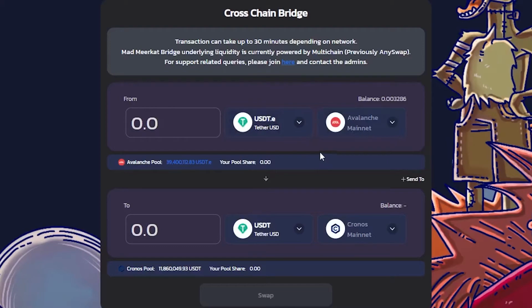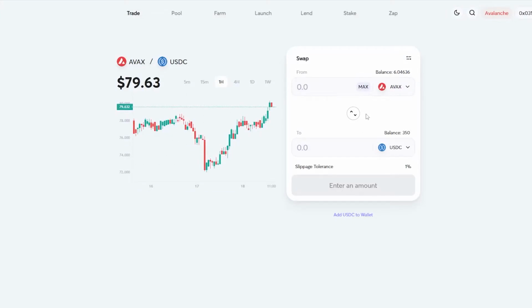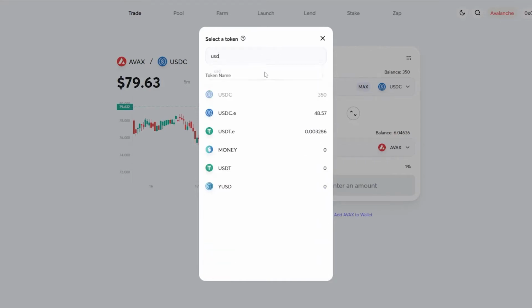It used to be quite a hassle before to send money to the Cronos network, but now with the Mad Meerkat bridge, it is actually quite convenient. So what you would do is, on the Avalanche network, for example, you would go and you would convert your USDC to USDT.